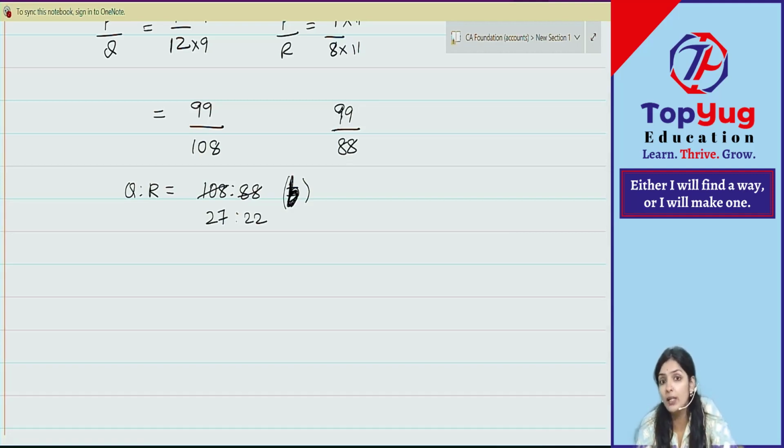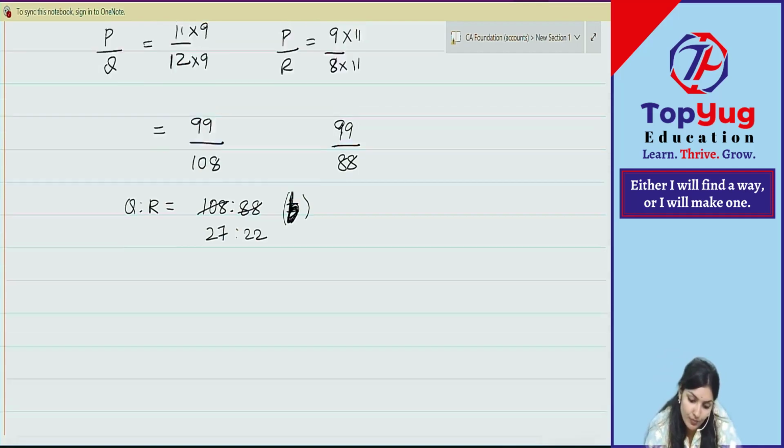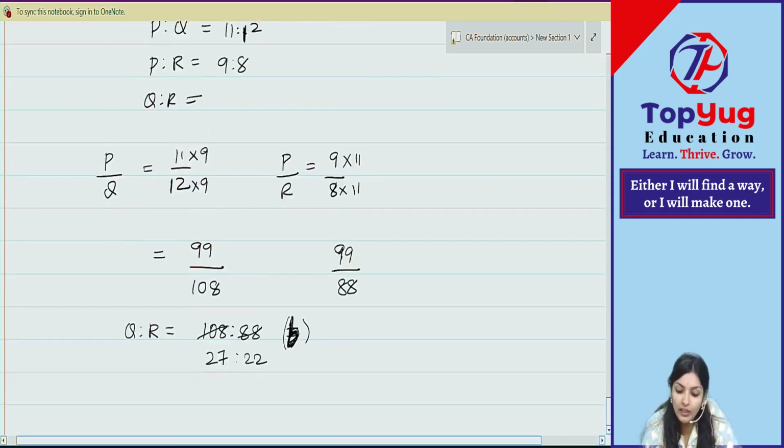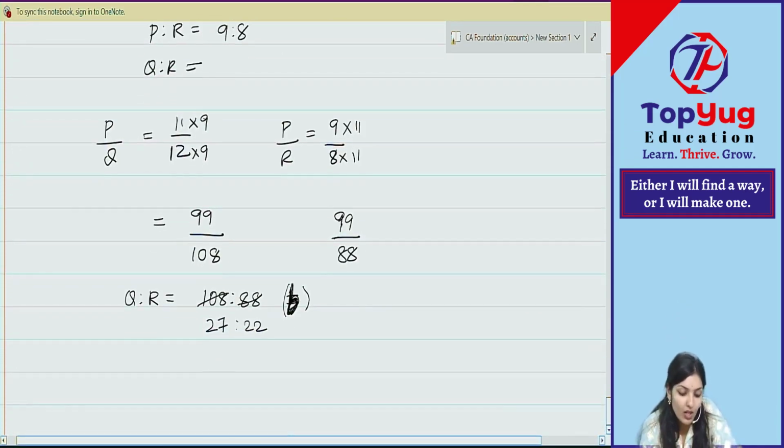Shall we proceed further? So 18th one: we do not have any other method in this. You have to do this method only. No easy method. Is it clear? I hope everyone is clear.